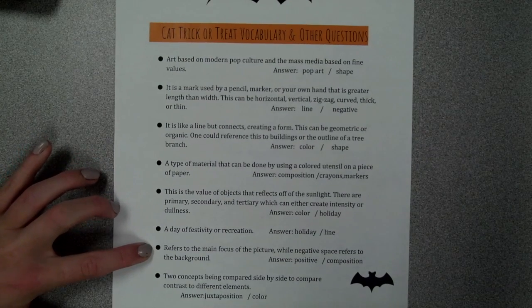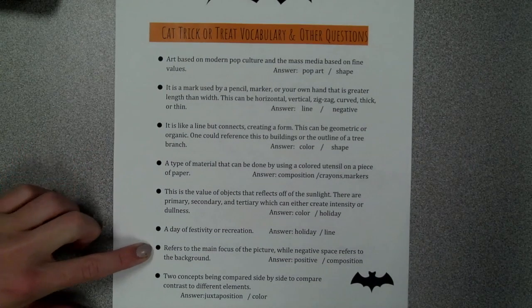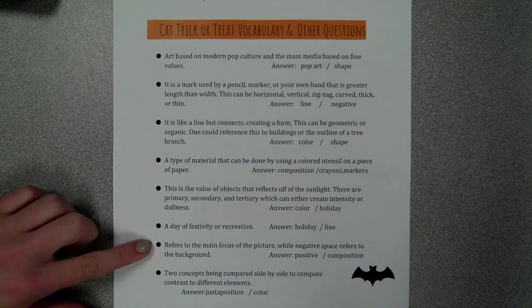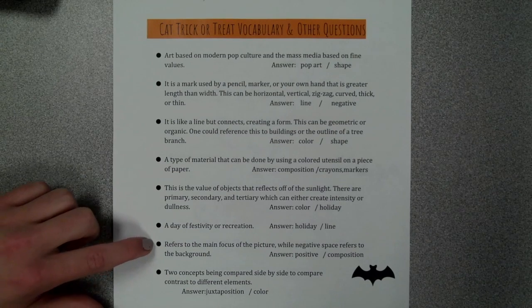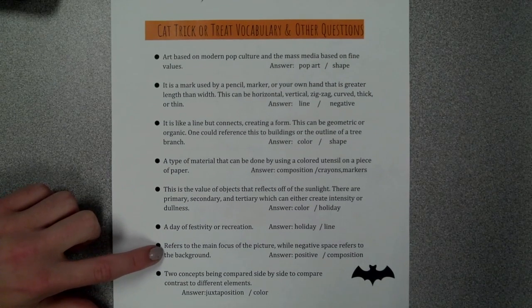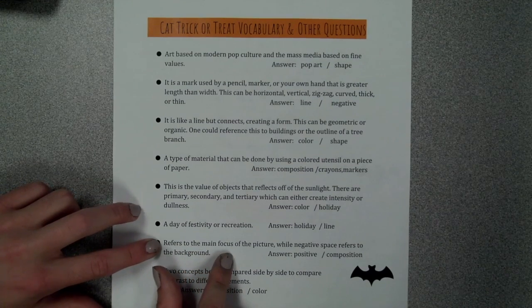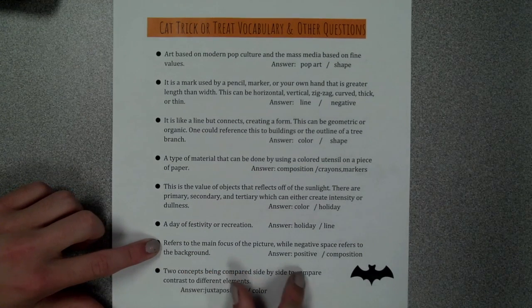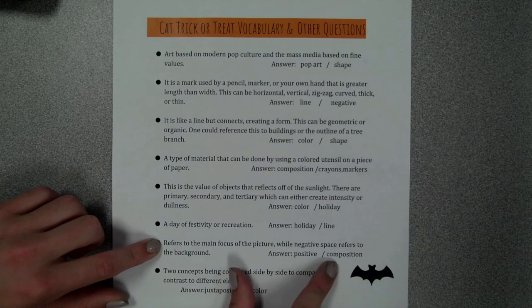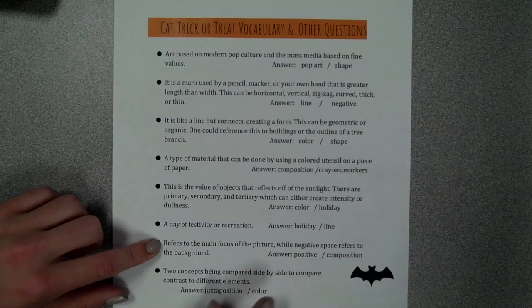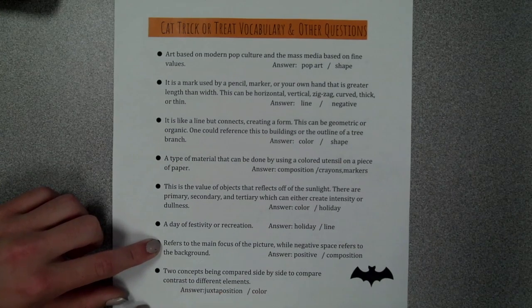All right. Going on to the next one. Refers to the main focus of the picture, while negative space refers to the background. So your hint is the main focus right here. And your options are positive or composition. And the answer is positive.